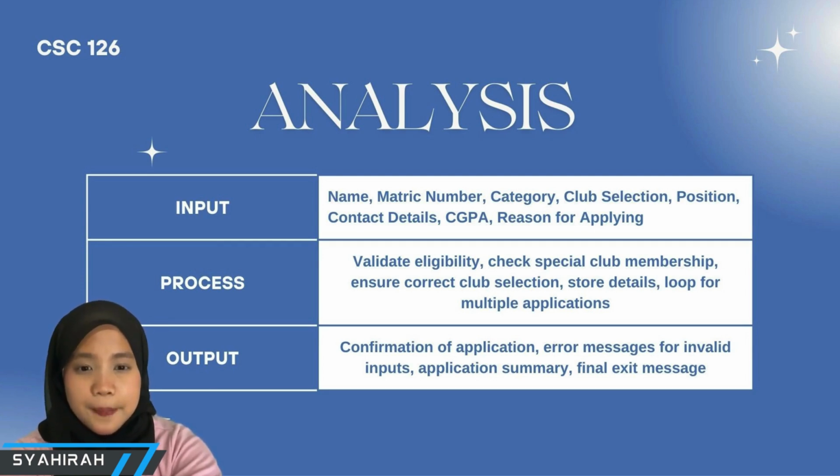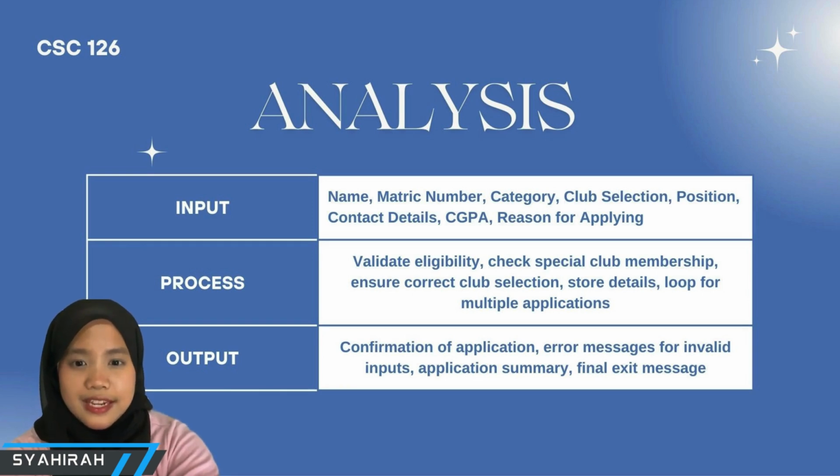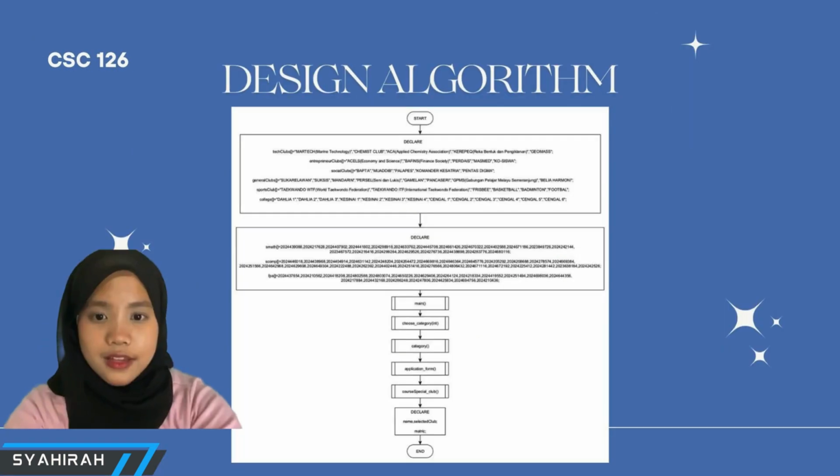It checks if the student meets the eligibility criteria, makes sure they are selecting the right club, and then stores their details properly. If they are applying for multiple clubs, no worries. The system loops through it smoothly. Finally, the output ensures clarity. If everything is correct, the student gets a confirmation message. If there is an issue like missing details, they will see an error message at the end. They get the application summary and a final message so they know they are all set.